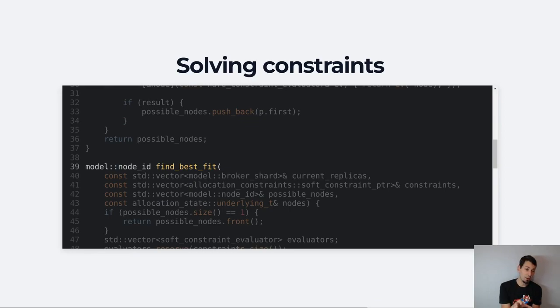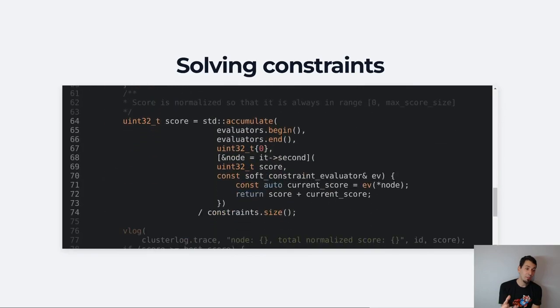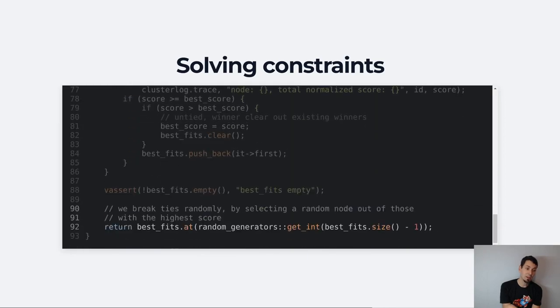Solving the soft constraints is actually finding the best fit. This is done by calculating and summing up the score of all of the nodes, and then the score is normalized. If it happens that a few of the nodes share the same score, then we take a random one from all of them to prevent hotspotting, so to provide an even spread over those nodes.